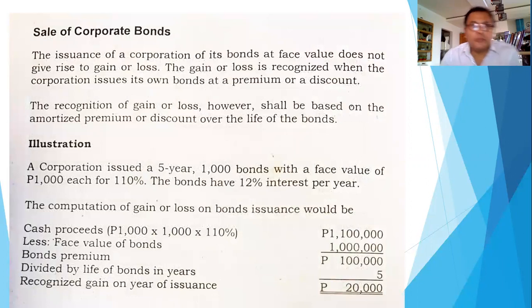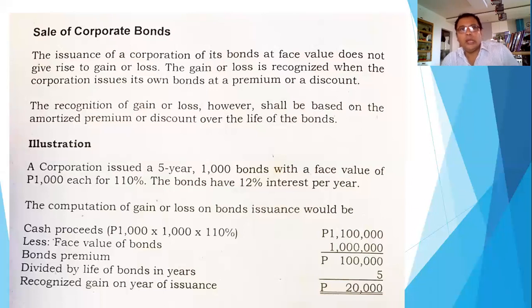Okay, let's go to sale of corporate bonds. The issuance of a corporation of its bonds at face value does not give rise to gain or loss. The gain or loss is recognized when the corporation issues its own bonds at a premium or a discount. The recognition of gain or loss, however, shall be based on the amortized premium or discount over the life of the bonds. So you know what are bonds?